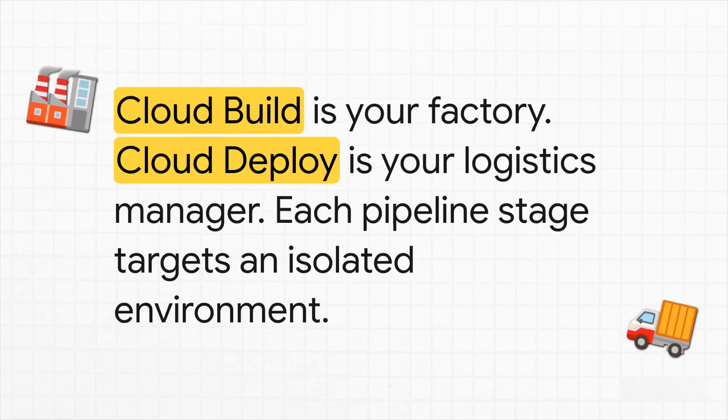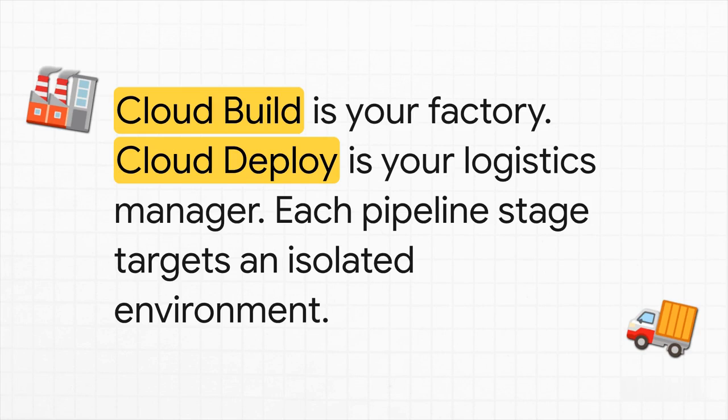So here it is, the final blueprint. It's actually pretty simple. Cloud Build is your single, centralized factory. Cloud Deploy is your logistics manager defining the delivery route, and each stop on that route targets a separate, isolated environment. That's it. Factory, logistics, and destinations.